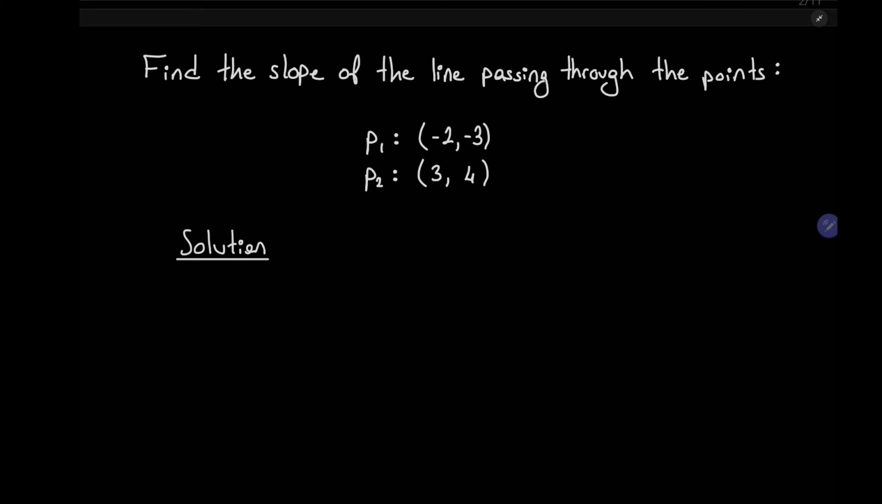So what was slope? Slope is the change in y value over change in x value. So that is 4 minus 3 over 3 minus 2, which is 7 over 5. So the slope of this line is 7 over 5.